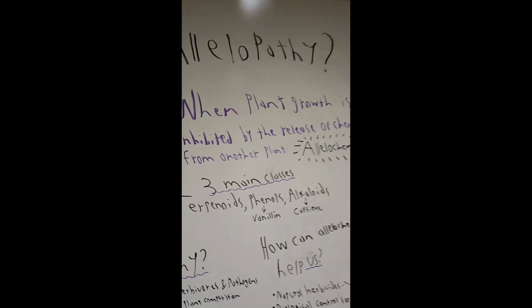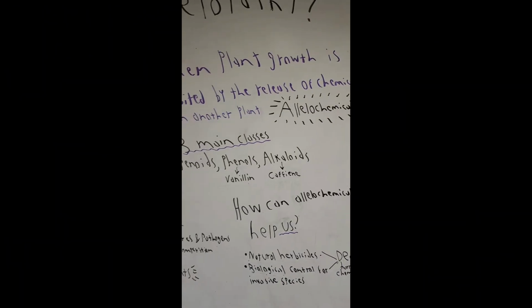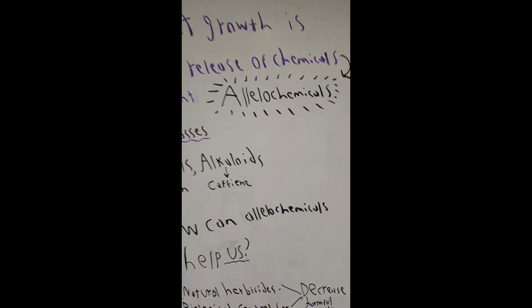So there's lots of cool ways that plants defend themselves and increase their reproductive fitness, and one of those ways is allelopathy. So what is allelopathy? It's when plant growth is inhibited by the release of chemicals from another plant, and those chemicals are called allelochemicals.